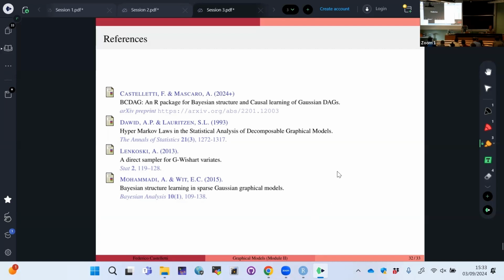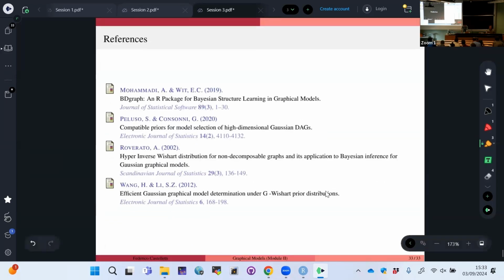Then the birth-death algorithm by Mohammadi and Wit was introduced in this paper here. Okay, and there is also the Journal of Statistical Software paper for the R implementation in the BDgraph package. If you like DAGs, there is the paper by Peluso and Consonni about the compatible DAG-Wishart prior, while for the G-Wishart prior, the reference is the paper by Roverato 2002.